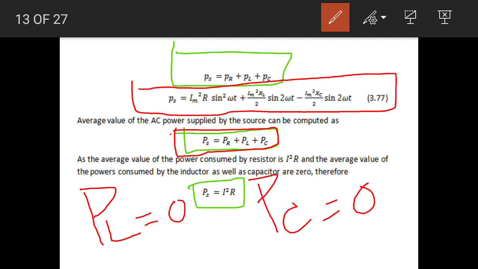So this is how we calculate the voltage across the resistor, the voltage across the inductor, the voltage across the capacitor, the voltage across the source, and you can calculate the total power supplied by the source as well.